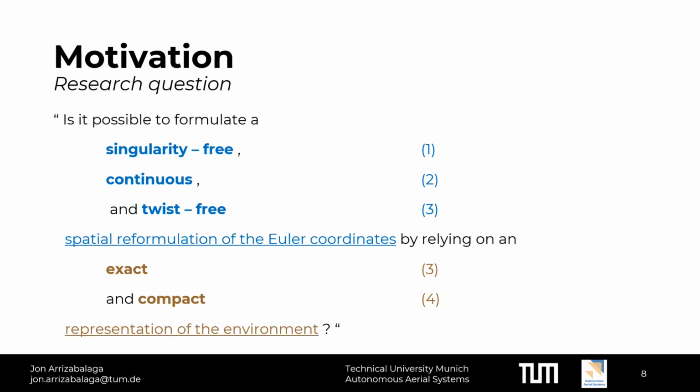The first one is that we are looking for a singularity-free and continuous spatial reformulation of the Euler coordinates. The reason for this is that we want to make the spatial reformulation compatible with optimization-based algorithms. To do so, we have to ensure that the reformulation is compliant with the underlying solvers, and therefore we have to guarantee the continuity and the lack of singularities. On top of that, we want to deploy this in motion planning scenarios, and therefore we would rather have a smooth representation of the environment, which implies that we need to get rid of that undesired twist.